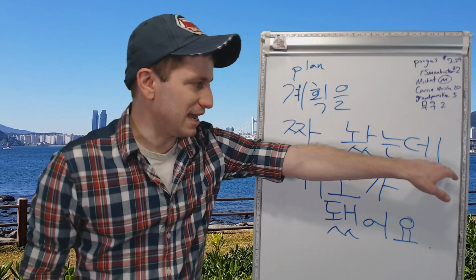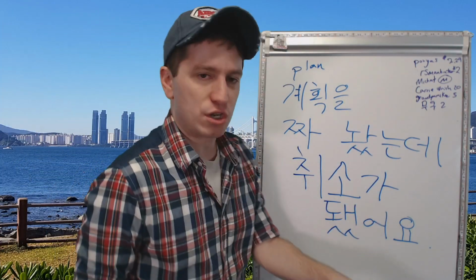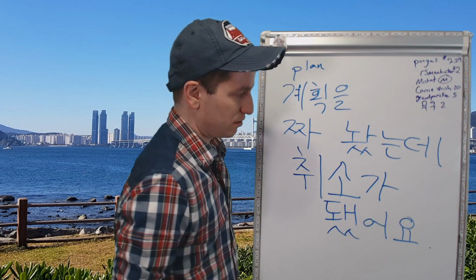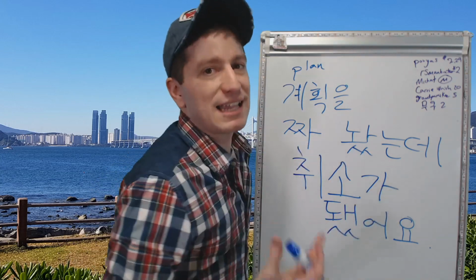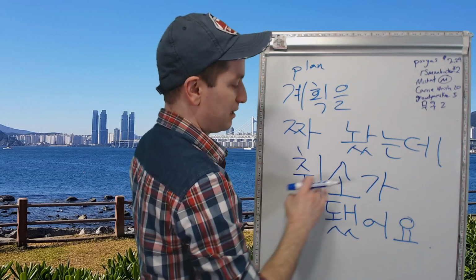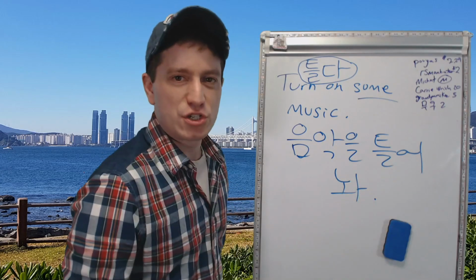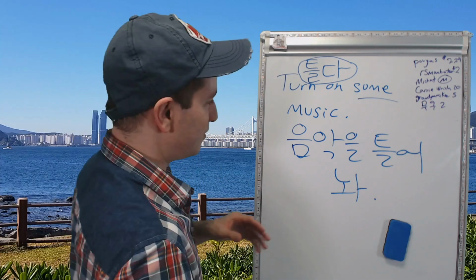계획을 짜놨는데 I had set up plans for later, but 취소가 됐어요. They got canceled. 계획을 짜놨는데 취소가 됐어요. I had set up some plans in advance in preparation for something, but they got canceled. 음악을 틀어놔. Turn on some music and leave it on. So turn on some music for later.